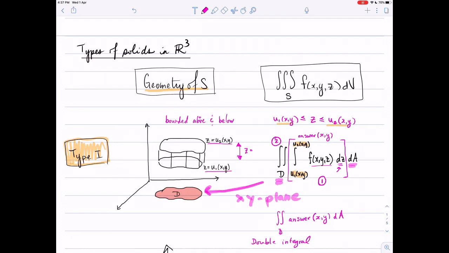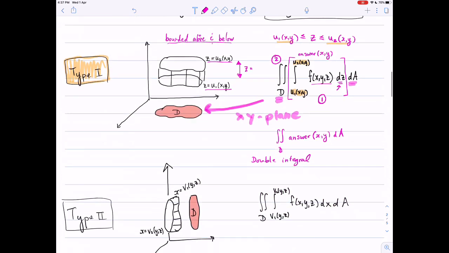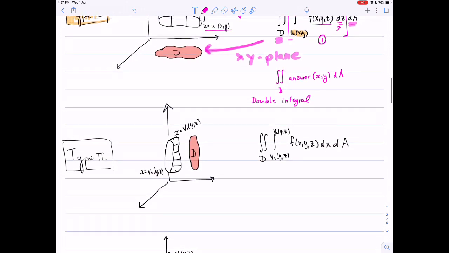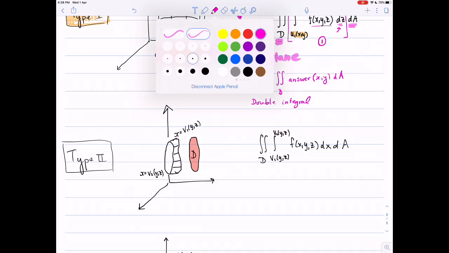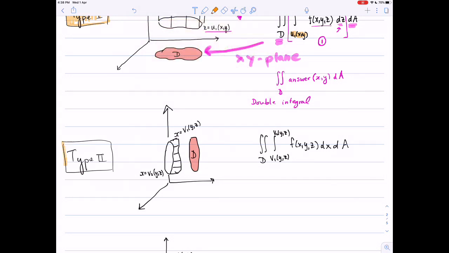So that's a type 1. Type 1 is bounded above and below. So type 2. You might see these numbered differently in different books. I don't care. I'm never going to ask you, what is a type 2 integral? I don't care about the numbering.